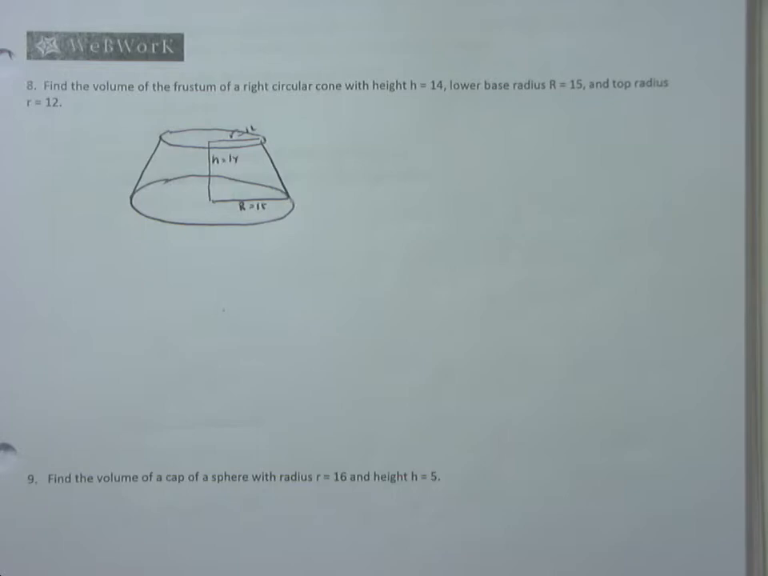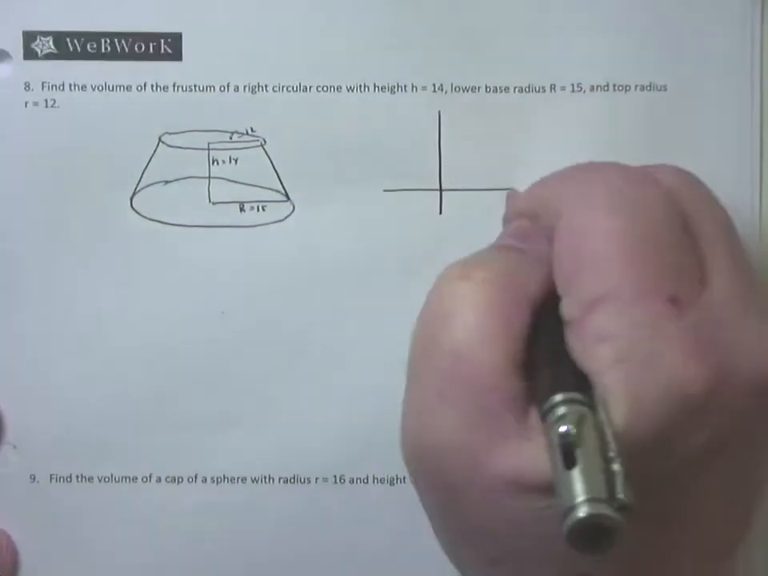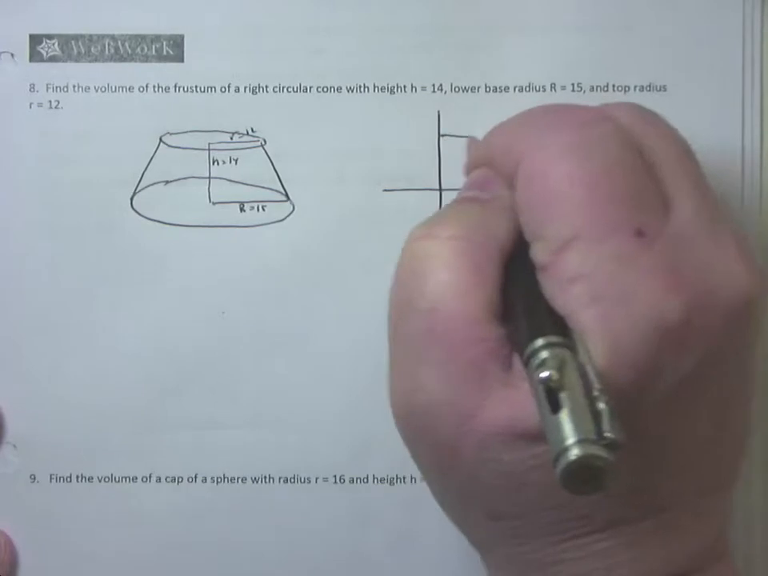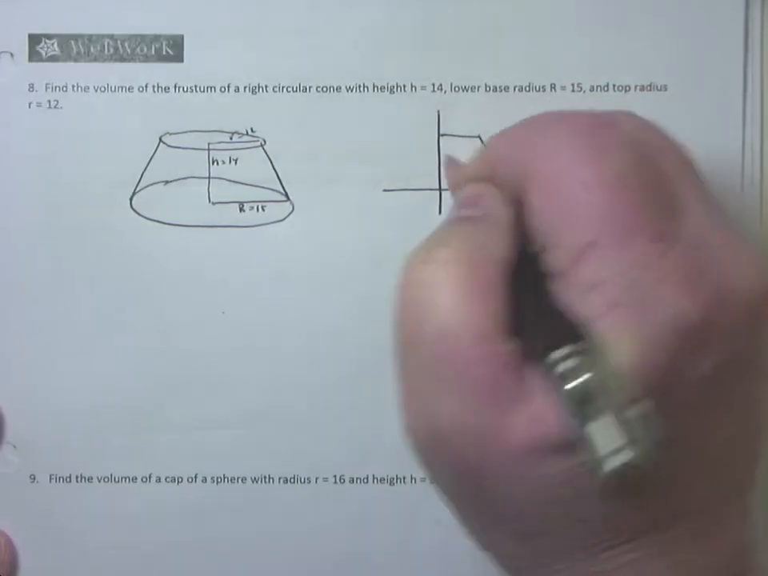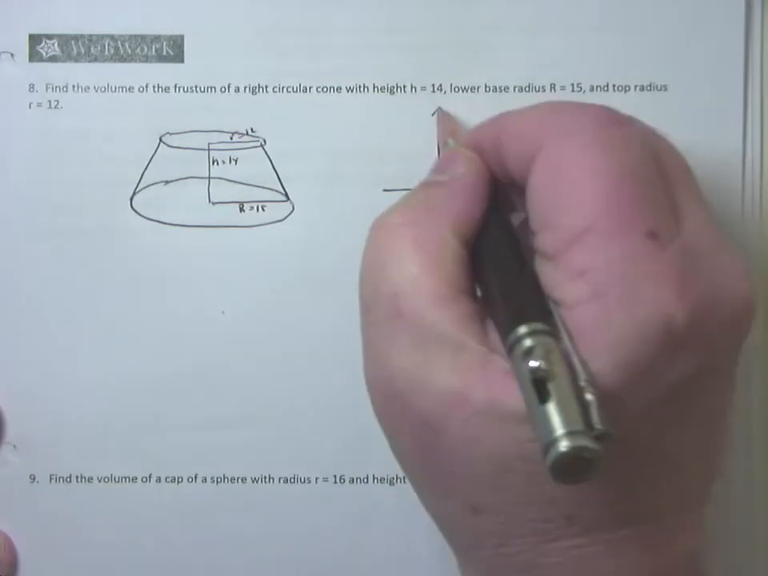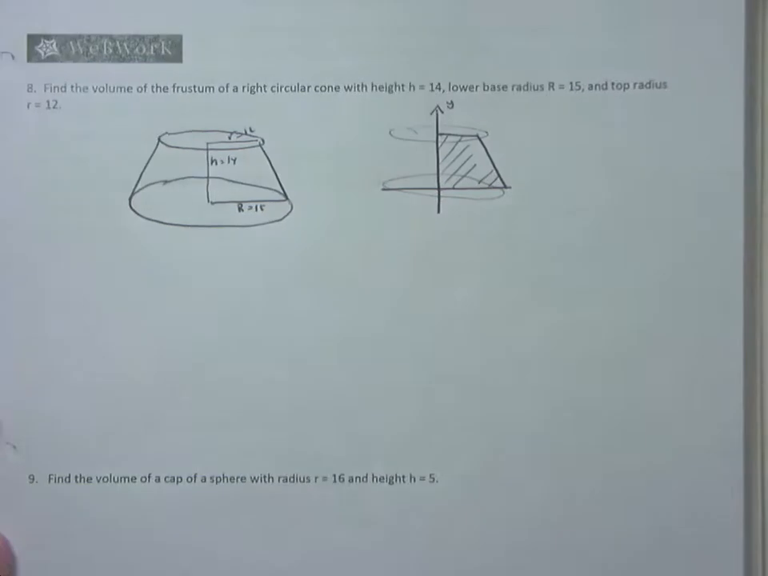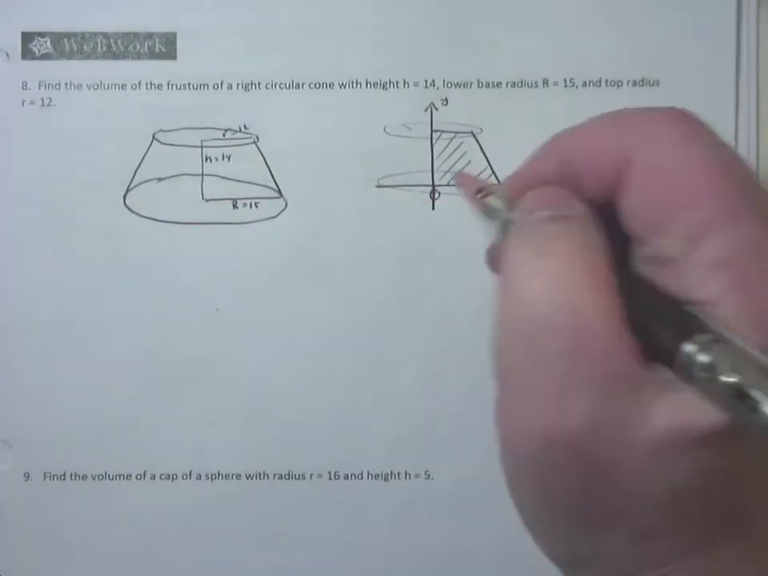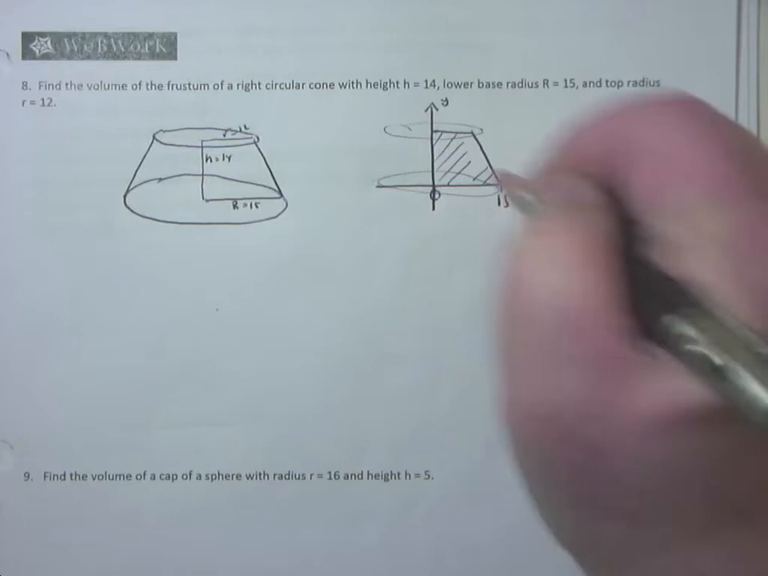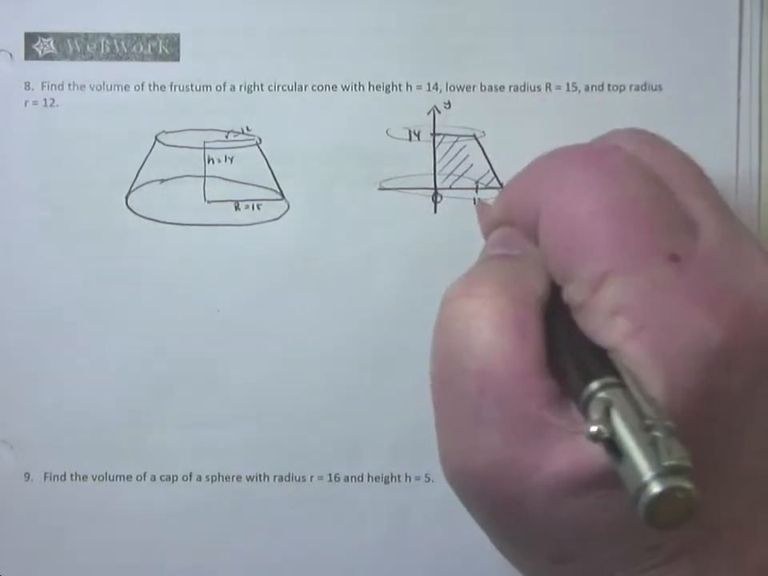So here's the deal. What's going on here? Look at the region. We're talking about volume of rotation. This is the region that, to create this guy here, you're rotating about the y-axis. Does that make sense? Look at this region. So I've got points here. Here's 0. This is 15. The height is 14 up here. And this point right here is at 12.